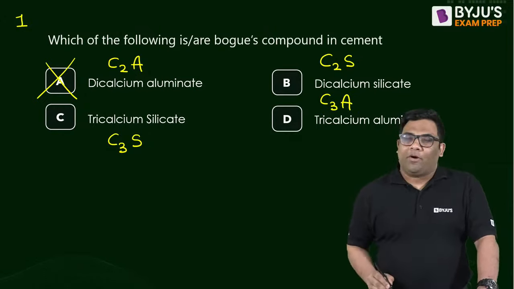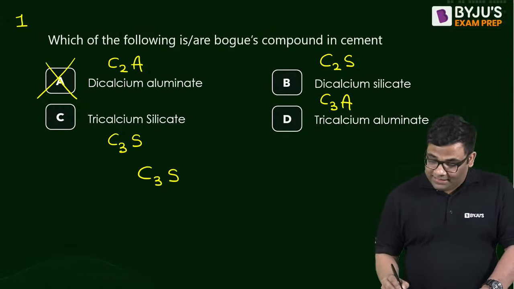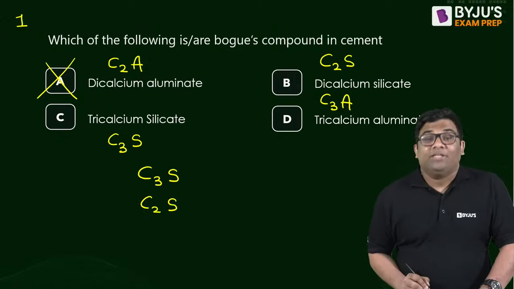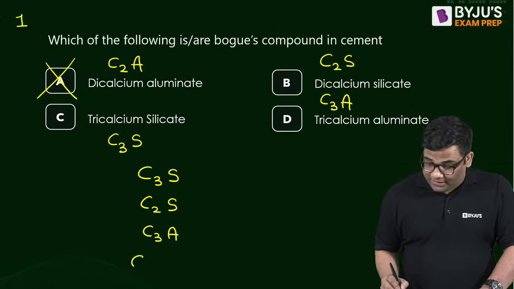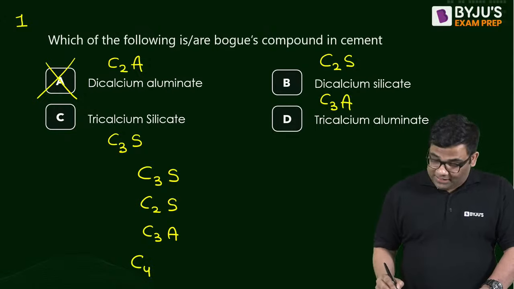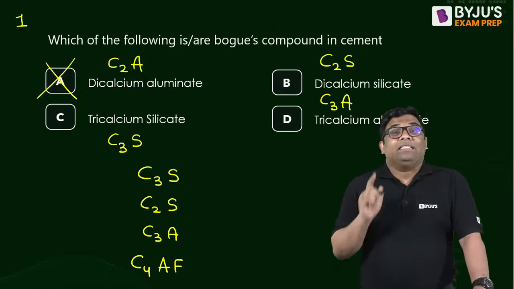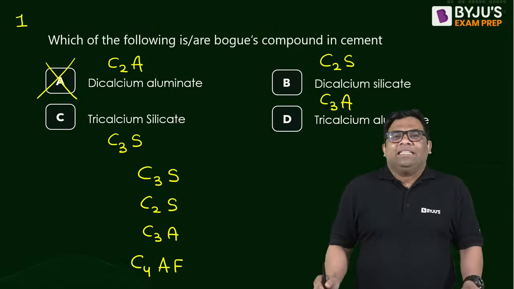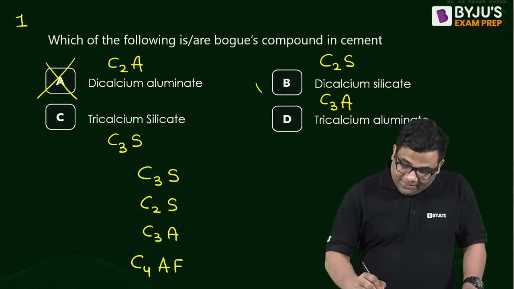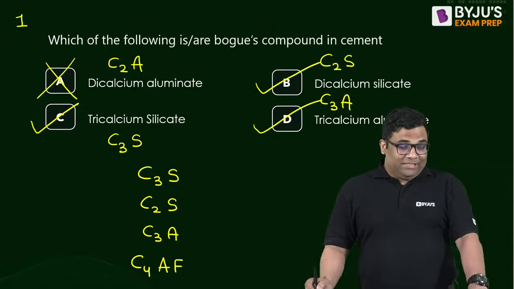There are 4 Bogue compounds, namely tricalcium silicate, dicalcium silicate, tricalcium aluminate, and the last one, tetracalcium aluminoferrite. We have discussed all these things in one video on Bogue compounds which came on this channel a few days before. You might have seen that. So those who answered B, C, and D are correct. Let us go to the next question.